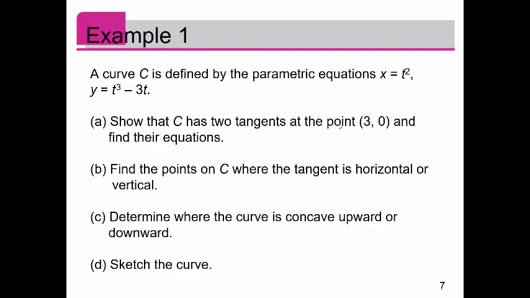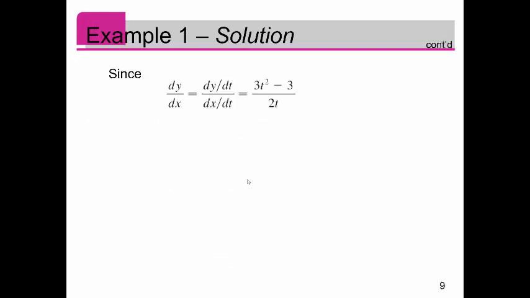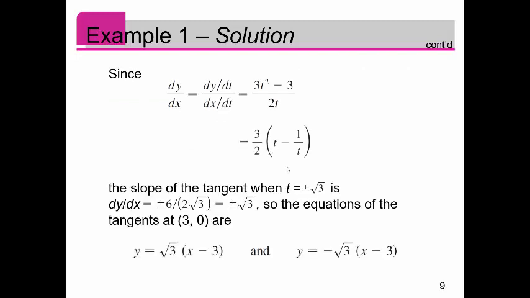Two tangent lines, and find their equations. So what I did here was I found the derivative. Remember, the derivative gives us the slope of the tangent line. So I plugged in t equal to plus or minus the square root of 3, and I got two different slopes. One is plus the square root of 3, one is minus the square root of 3. So the equations of the tangents at the point (3, 0), I'm just using the point-slope formula, is y minus 0, so I'm just leaving that, times the slope times x minus the x value 3. And it's the same thing here with negative square root of 3.